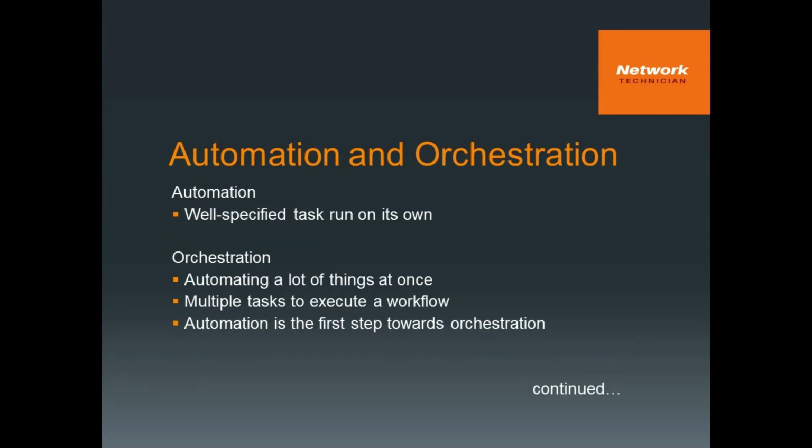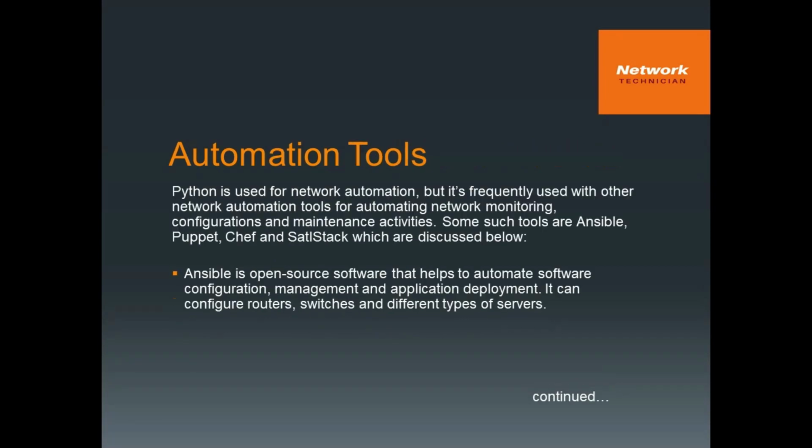Automation versus orchestration. Automation: well-specified tasks run on their own. Orchestration: automating a lot of things at once, with multiple tasks to execute a workflow. Automation is the first step towards orchestration.